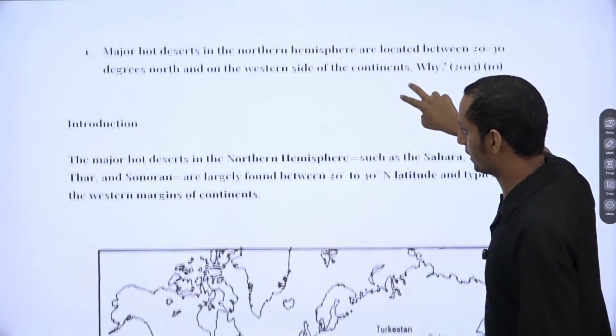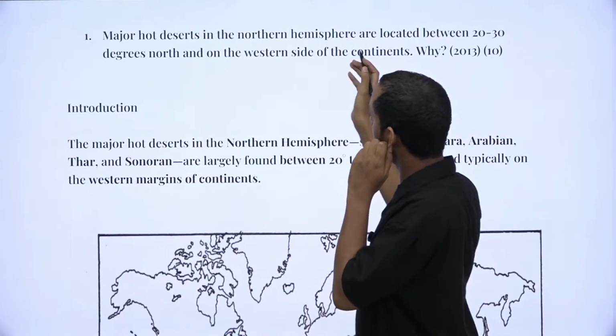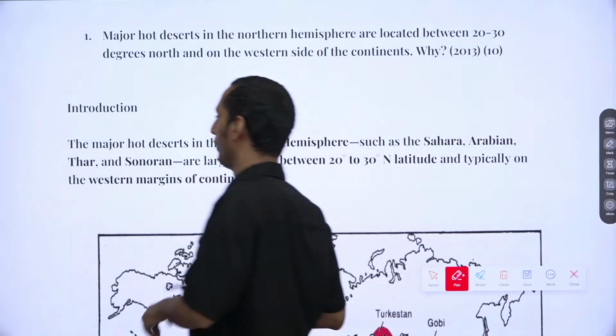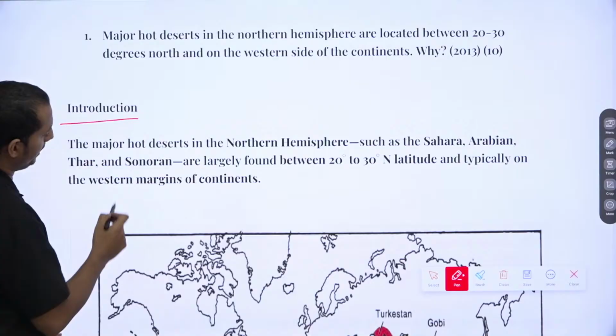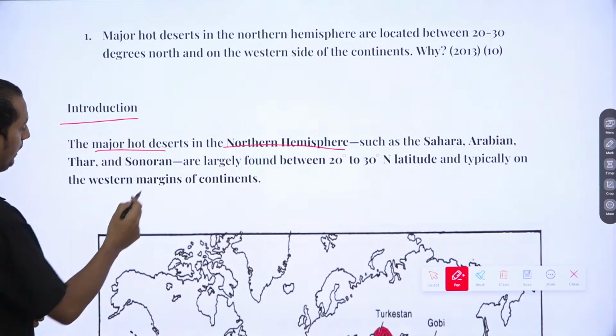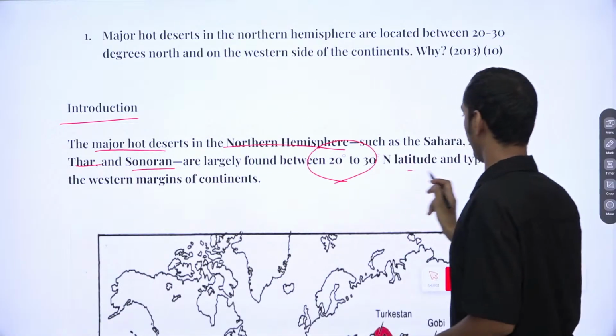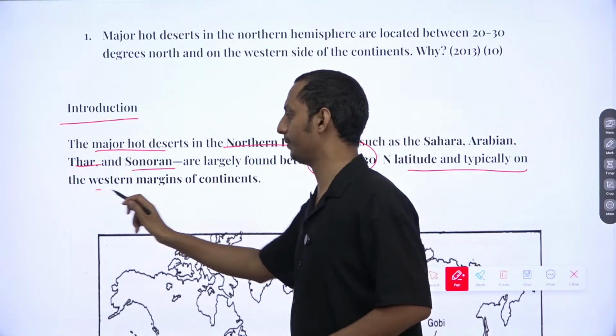So what do you introduce? Now the first question. The major hot deserts, we have already mentioned the same. So how do you introduce? You can introduce by saying the major hot deserts in the northern hemisphere, such as Sahara, Arabian, Thar, Sonoran, are largely found between 20 and 30 north latitude, typically on the western part of the margins.